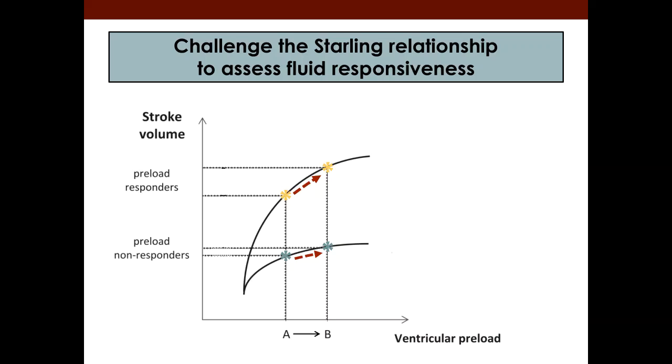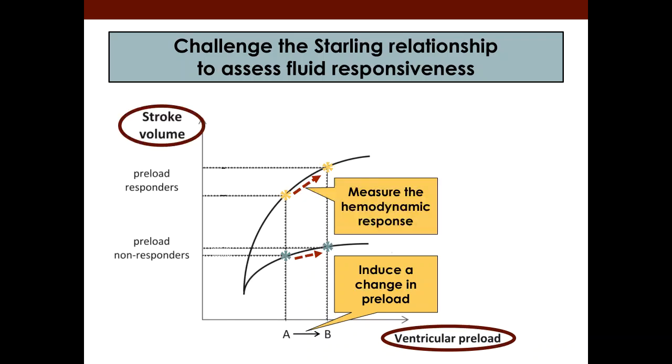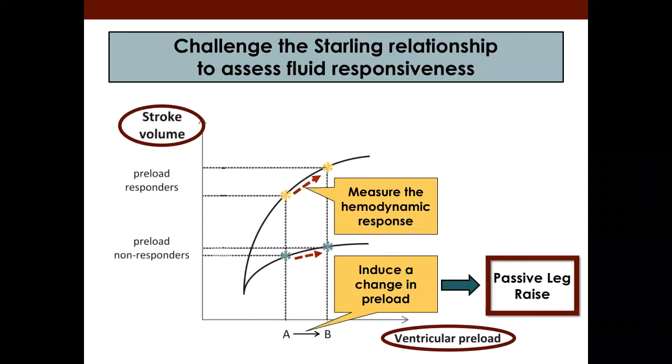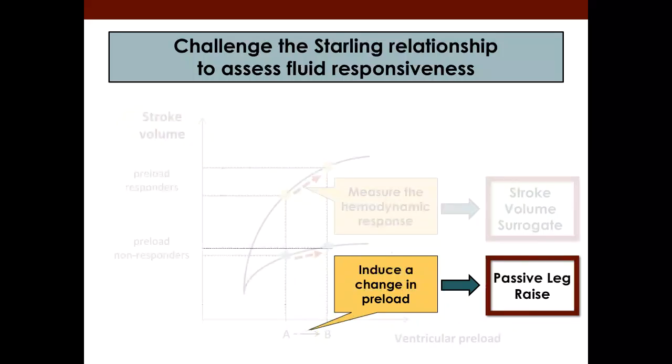So remember, this is a 2-step process, right? We need to do a preload challenge, induce a change in preload, and then measure the hemodynamic response. And how we do this at the bedside, or at least how I do this at the bedside, is as follows. I induce a change in preload with a passive leg raise, and then I measure the hemodynamic response using ultrasound to obtain a stroke volume surrogate measure. We're going to talk about each of these things in turn. We're going to start with passive leg raise.